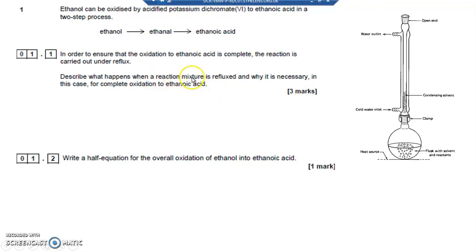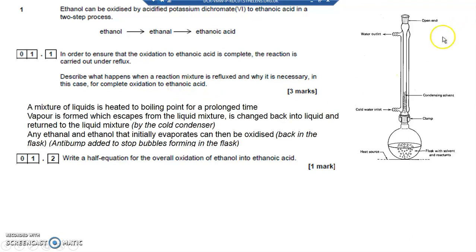So describe what happens when a reaction mixture is refluxed and why it is necessary in this case for the complete oxidation to ethanoic acid. So the mixture of liquids is heated in the flask to boiling point for a prolonged time, but any vapour, any gases that escape from the liquid mixture, are then cooled and condensed by the cold water condenser and returned into the flask as a liquid.